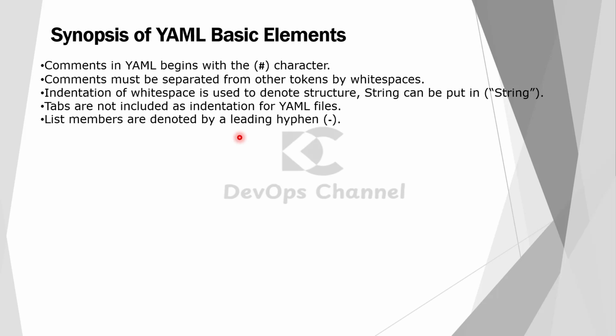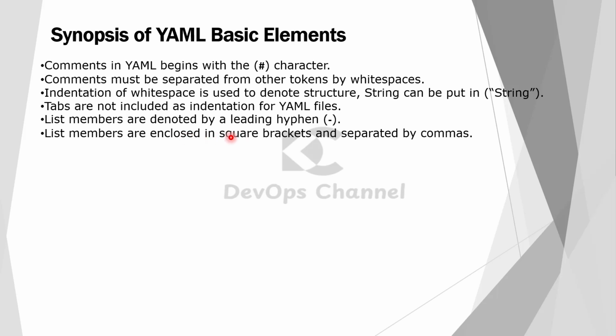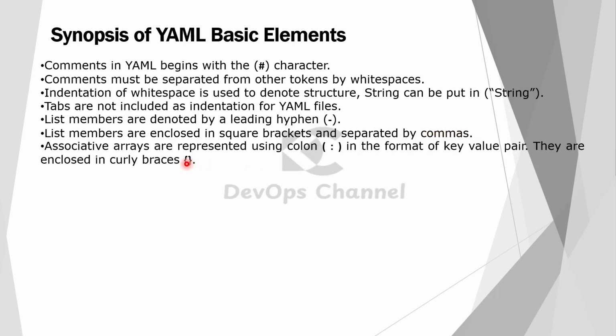Now, list members are denoted by a leading hyphen followed by a space. You should not use only a hyphen and then start your word; that will be wrong. So hyphen, then a space, your key, then colon, then a space, your value. Now, list members can also be enclosed in square brackets and separated by commas. So if you are using an inline format, you can enclose them in square brackets separated by commas. This is for inline, and the other one is the block type that we have learned earlier.